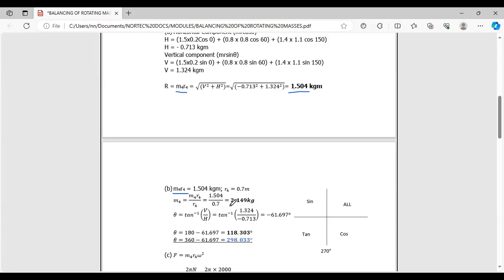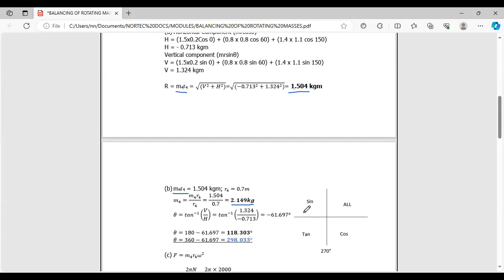So 1.504 divided by 0.7, there. 2.149, which is almost like 2.15 kilograms. So with that, we now get to the angle. With the angle, we're using tan, and we combine V and H. So theta is given by tan inverse of V over H. Theta is equal to tan inverse of V over H.